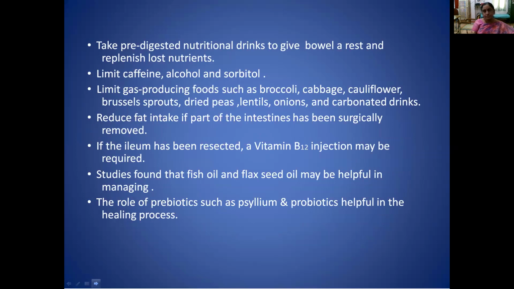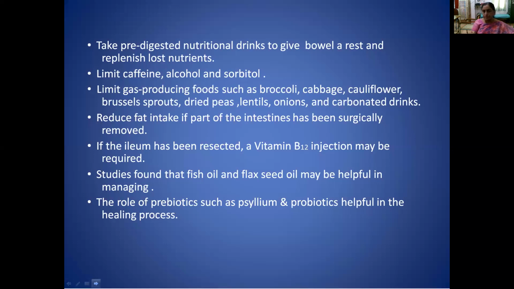Limit gas-producing foods such as broccoli, cabbage, cauliflower, Brussels sprouts, dry peas, lentils, onions, or carbonated drinks. That has to be limited because the gas that is entering there can produce pressure on the weakened intestinal wall. Reduce the fat intake if part of the intestine has been surgically removed.